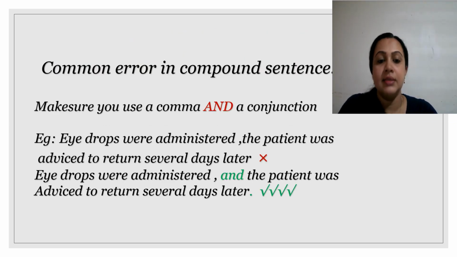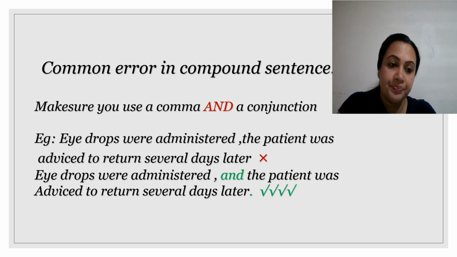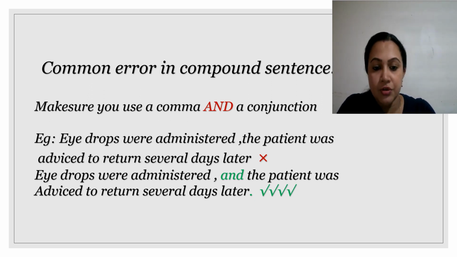Now another thing: common errors in compound sentences. These are some common errors found in the compound sentence. You have to make sure that you use a comma and a conjunction when you are writing a compound sentence. Okay, see the example. The first one is wrong: Eye drops were administered, and you have put a comma, the patient was advised to return several days later.